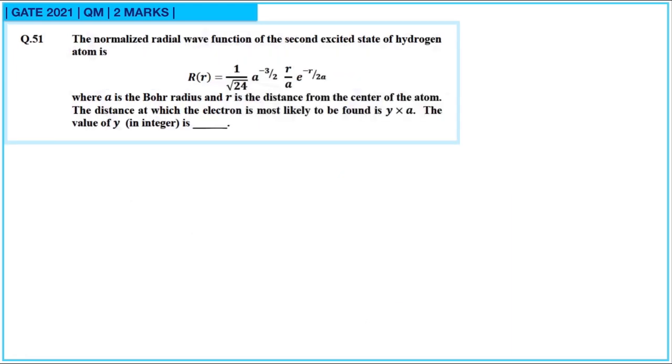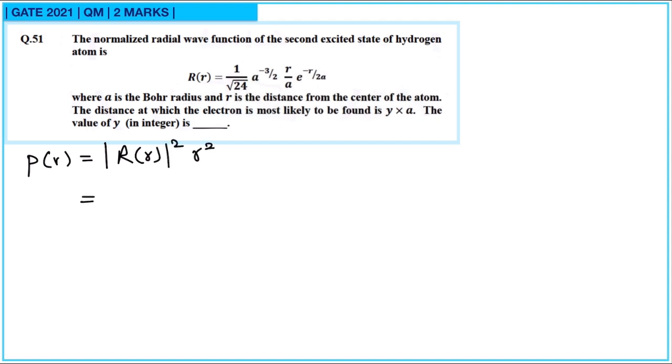Next question. The normalized radial wave function of the second excited state of hydrogen atom is given by this expression, where A is the Bohr radius and R is the distance from the center of the atom. The distance at which the electron is most likely to be found is y into A. The value of y is. So we have to calculate the probability. So P of R is equal to magnitude of R square into R square.